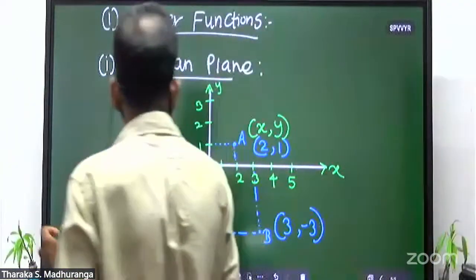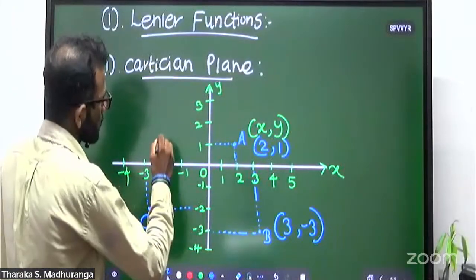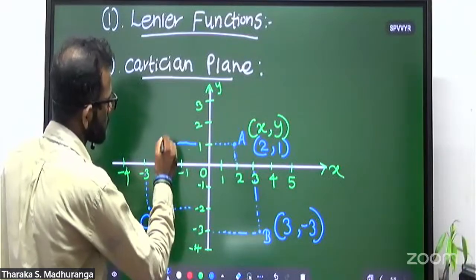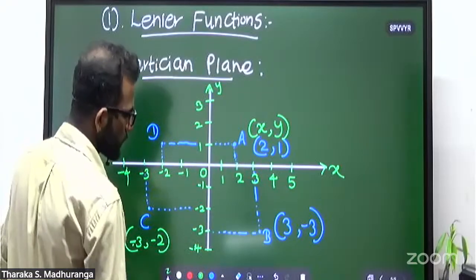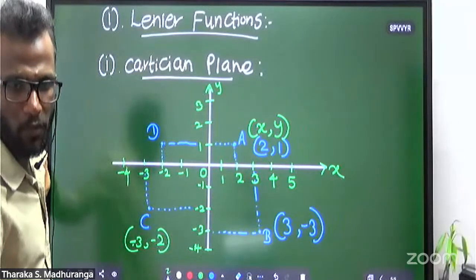Okay, final one. Now a very simple thing. This one. This is a D point. D point coordinates.